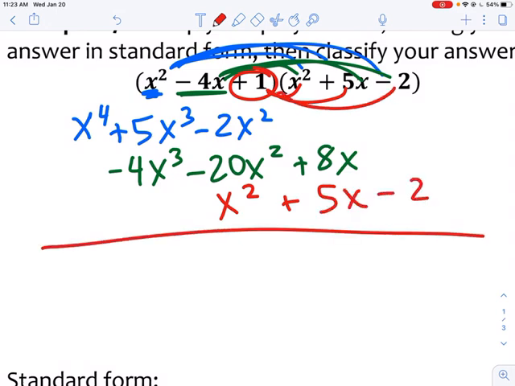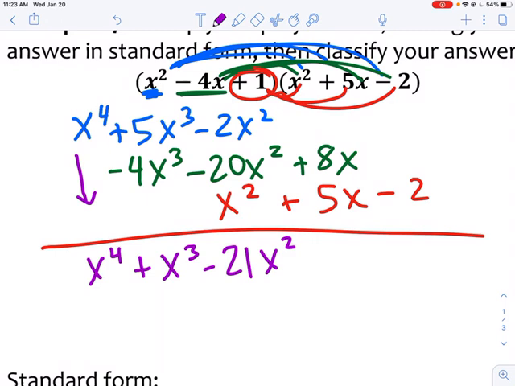All right, so if you guys want to write it out in a big string of numbers and circle them up, that's a-okay. Here's just another way to stack them up to do your like terms part a little easier. So then x to the 4th comes down. X to the 3rds, we've got 5 plus a negative 4, so that's 1x to the 3rd. And then x squareds, we've got negative 2 minus 20 plus 1. So that's going to be minus 21x squared.